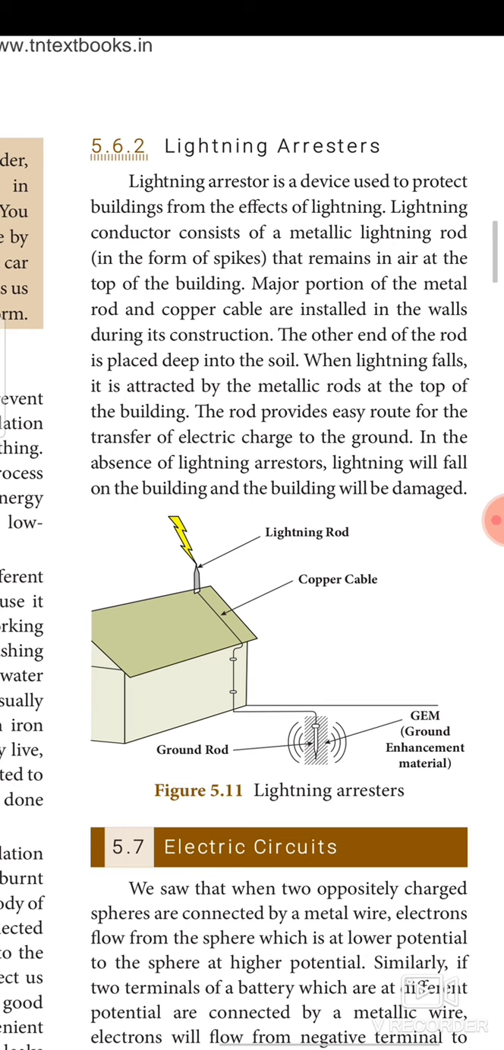When lightning falls, it is attracted by the metal rods at the top of the building. The rod provides easy routes for the transfer of electric charge to the ground. In the absence of a lightning arrestor, lightning will fall on the building and the building will be damaged. That's why in large buildings, lightning arresters are placed at the top.